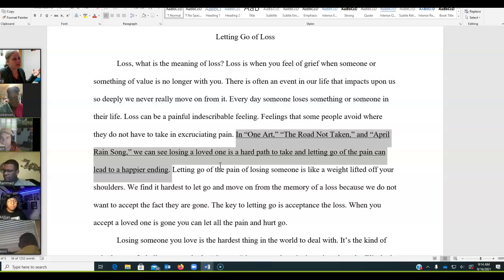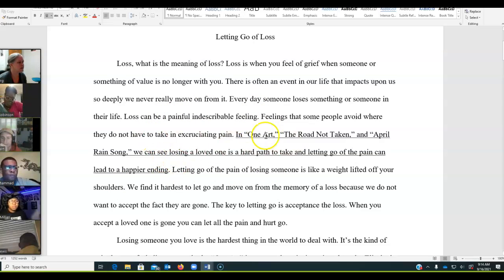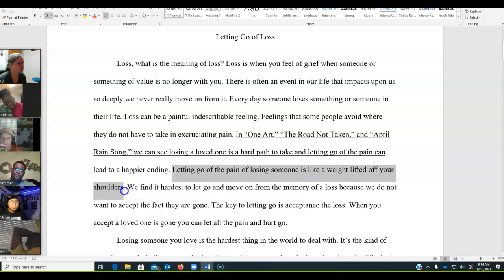Fantastic. Okay, so now we can see that they've moved from theme to thesis. Letting go is going to make you happier, which we might not all agree with. We might be like, what do you mean let go? They were my husband. How do you let go of that? I want to keep him with me as long as I can. I want to cherish those memories. No, you have to let go. So we're arguing a little bit, right? And we've listed the poems. That's wonderful. So that we know that in these 3 poems, what you want us to see is that letting go of the pain of losing someone is like a weight lifted off your shoulders.